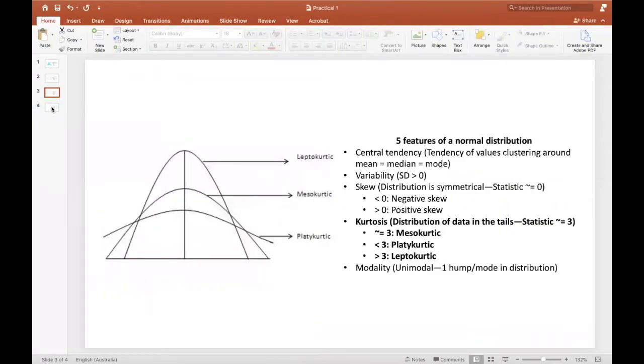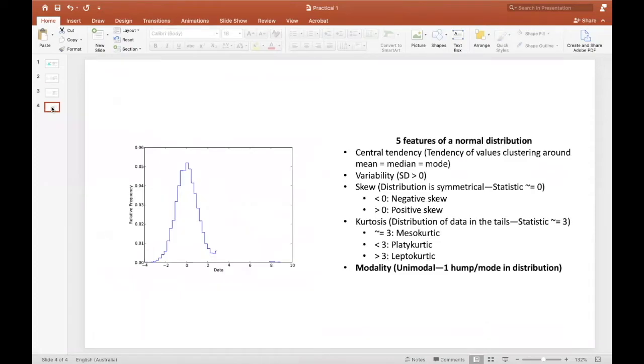Okay. And the final feature of a normal distribution is modality. Now, this can really only be visualized. There's no test statistic for modality, but it's also fairly easy to visualize. Usually, a non-unimodal or a multimodal distribution will look pretty extreme. And modality essentially tells us how many humps or how many modes there are in our data set.